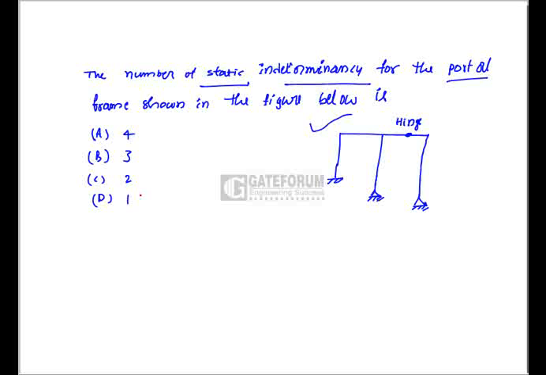To calculate the static indeterminacy for this portal frame, we know the static indeterminacy represented by n is going to be 3m minus (j plus r minus f), that is 3 members, 5 joints, 6 plus 7 minus 1, that is equal to 3. So option B is correct.